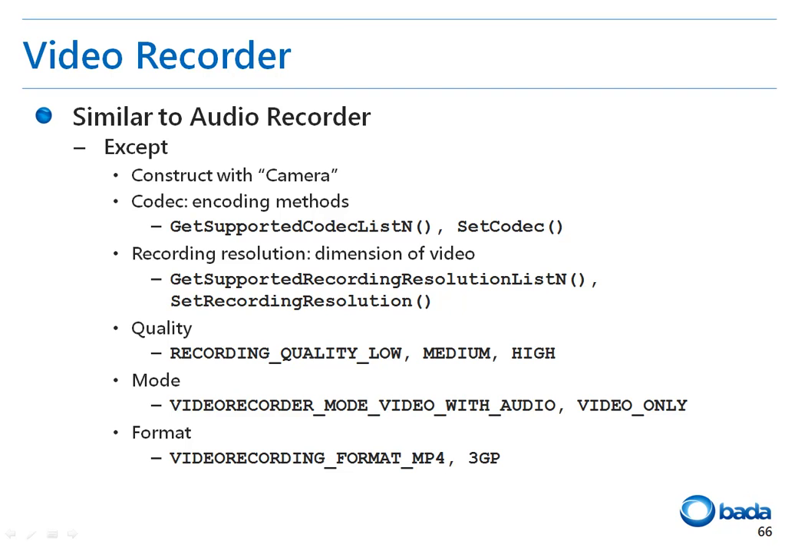SetRecordingResolution function. The supported video quality levels are RECORDING_QUALITY_LOW, RECORDING_QUALITY_MEDIUM, and RECORDING_QUALITY_HIGH. You also have to specify a parameter for whether to record audio whilst recording video. Finally, you can set the video format to either MP4 or 3GP.